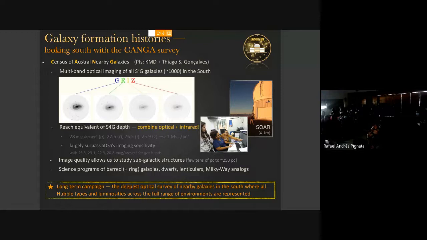We have a few science programs that have happened already. So we first focused on barred and ring galaxies. We also have looked at lenticulars, and right now we're finishing up on Milky Way analogs. We have now like 60 galaxies, but this is a long-term program. So the idea is to cover all of the S4G galaxies that are in the south. So we're talking about roughly 1,000 galaxies, a few hundred more. So it is a long-term campaign.